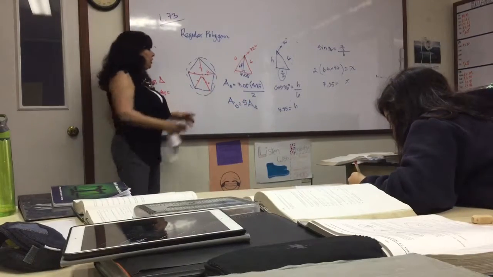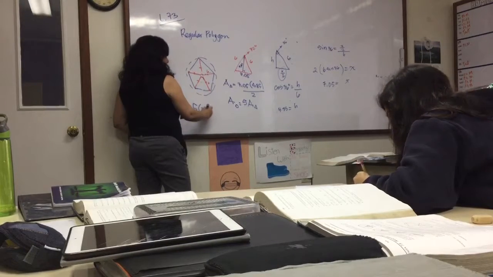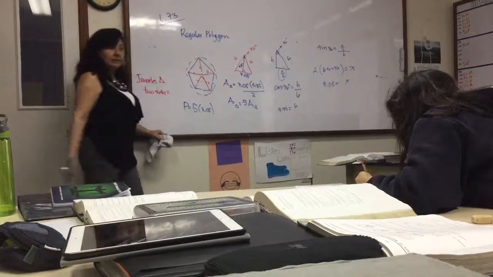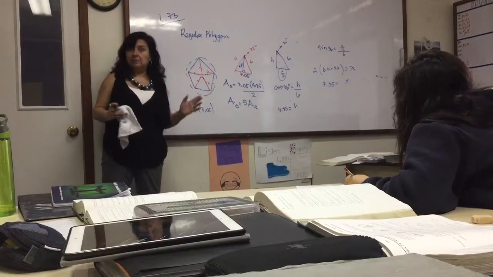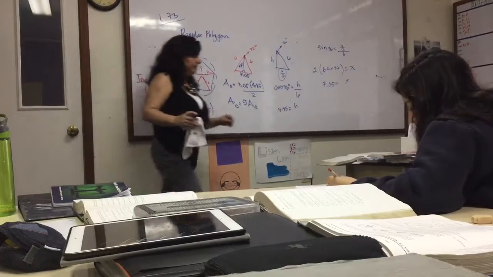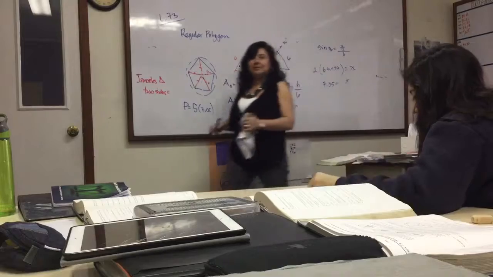And the perimeter will be 5 times 7.05, right? Because it's 7.05 for all five sides. Good? Really easy, right? Okay. Questions? Can you make it bigger? Yes, I can.